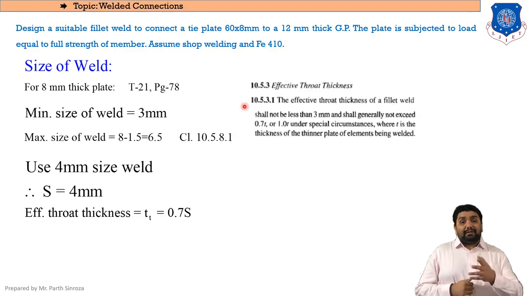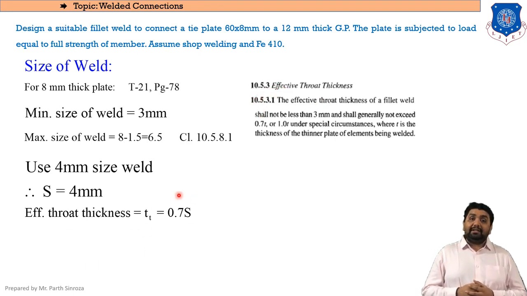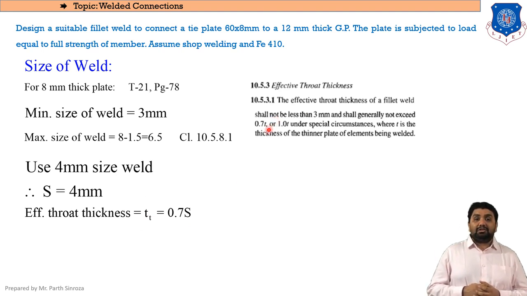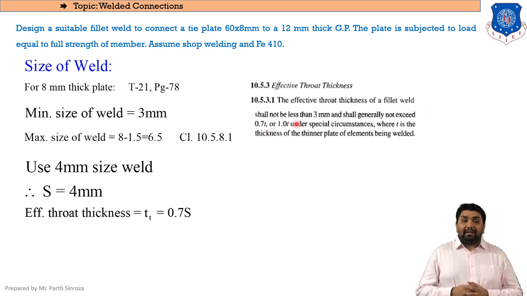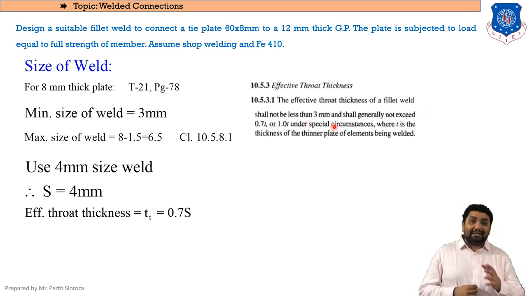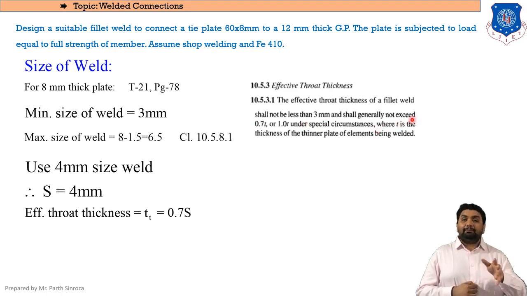To find the effective throat thickness, we need to go again to clause number 10.5.3. Here it is mentioned that the effective throat thickness of a fillet weld shall not be less than 3 mm. Keep in mind, shall not be less than 3 mm, but you can keep 2.8, 2.7. It is of no issue. The final answer will be the same. And you can see that it should generally not exceed 0.7 T, as mentioned here.